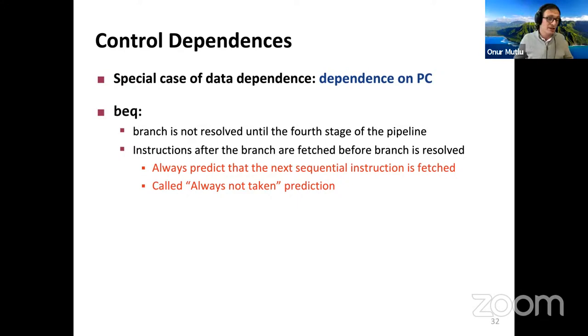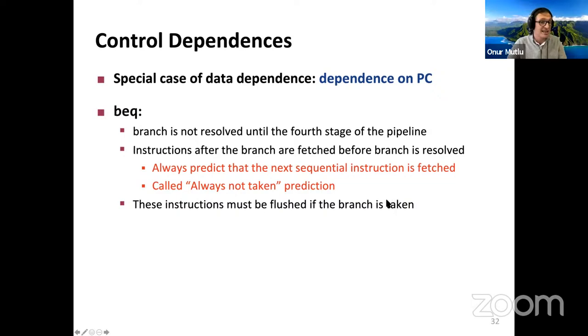When BEQ executes, we may figure out that the branch is supposed to be taken. But we've already fetched 3 instructions into the pipeline. Branch is done at the fourth stage. We've already fetched 3 instructions. What are we going to do with those 3 wrong instructions that we fetched? We were not supposed to fetch the next sequential instruction and the next sequential instruction after that and the next sequential instruction after that, because the branch is taken, right?